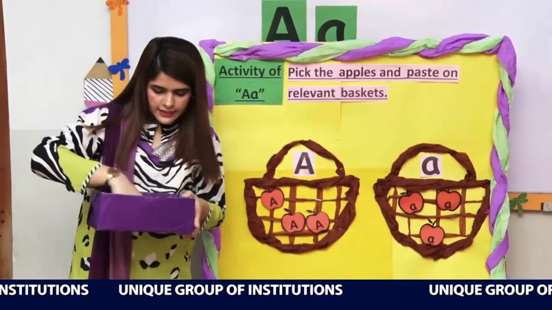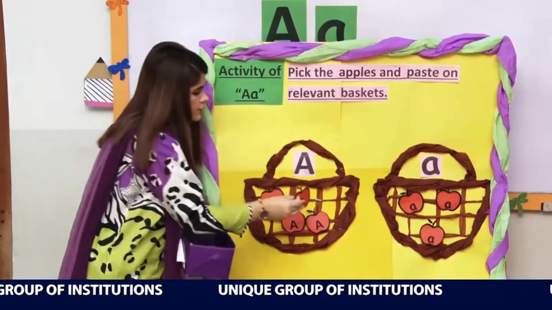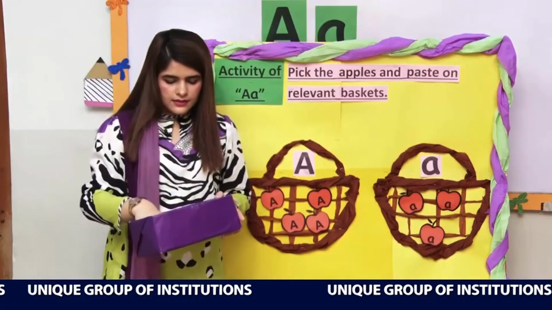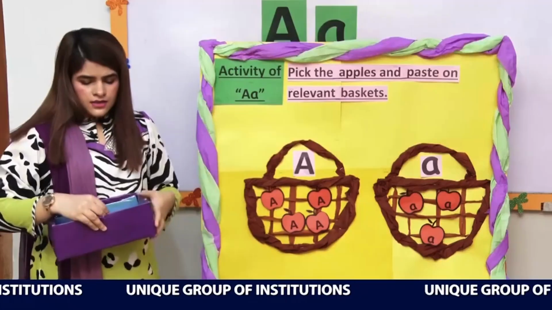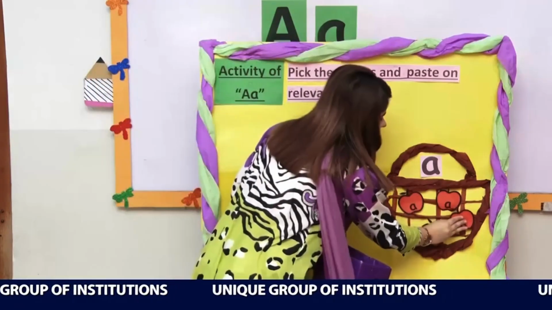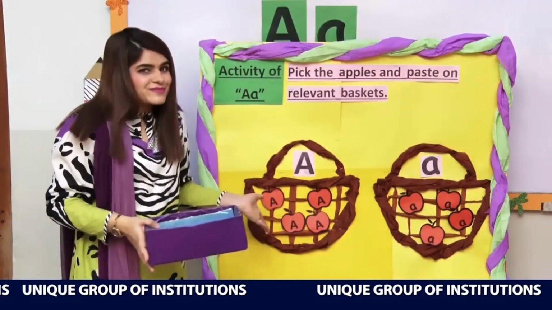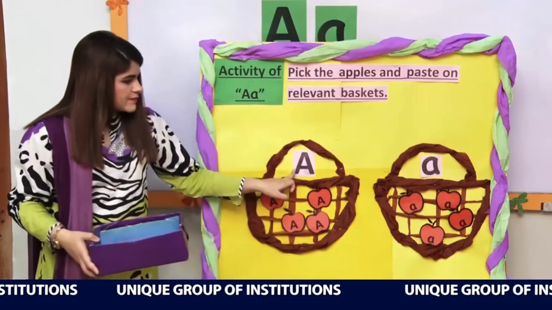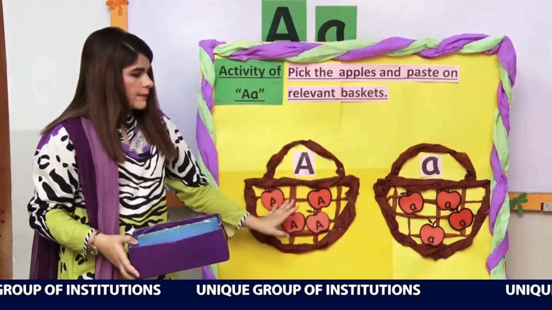Search again. I am having capital A. I am going to paste this apple on this basket. Then I guess I should have a small a now. So this is small a, lowercase a. We are going to paste it here. Yes, now my baskets look cute and these are yummy apples. So this is capital A and then small a, and we have put apples on the baskets.